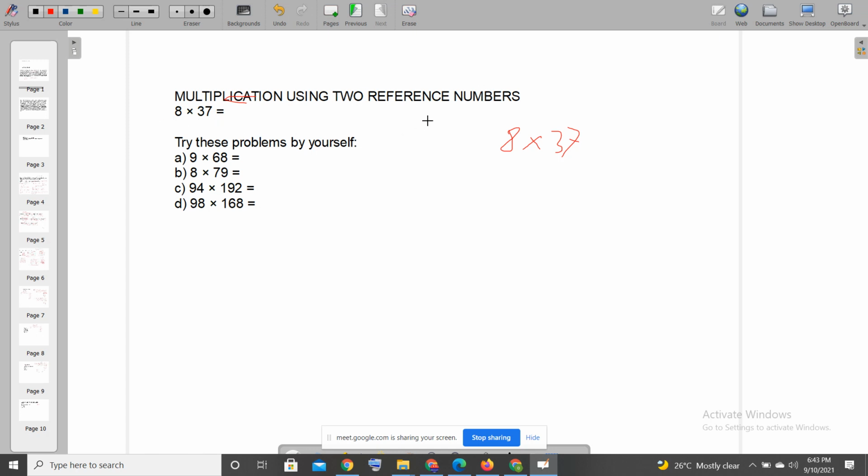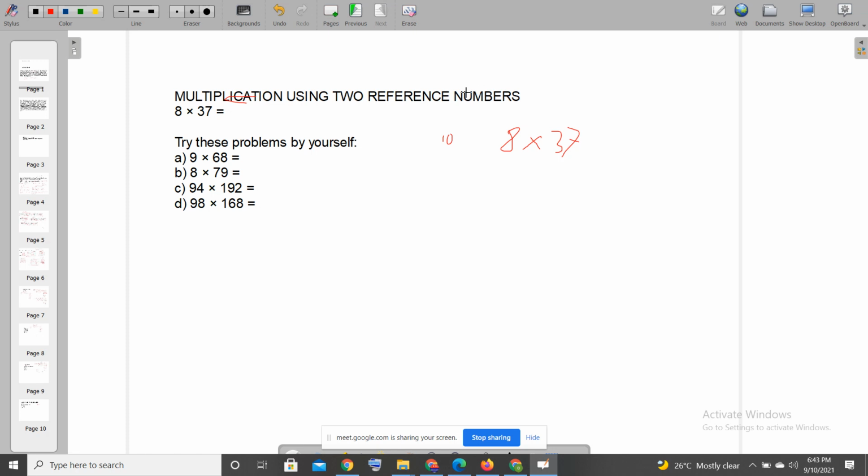So now I have this. If I want to pick, I will pick the first reference number, because this one is closer to 10. So I'll pick 10 as my reference number. So here I'll have 10.